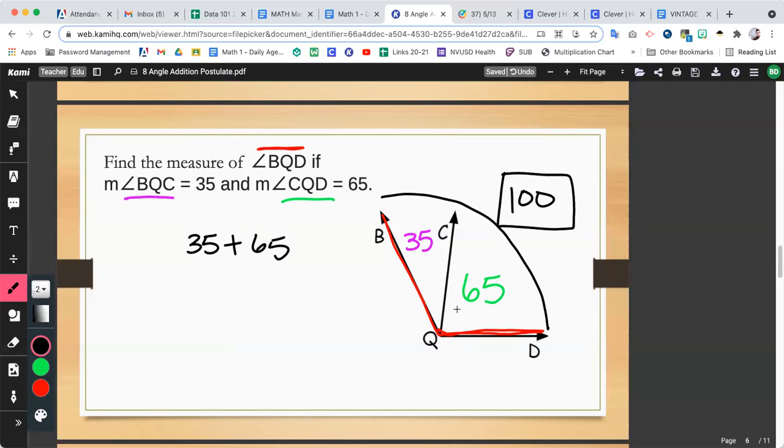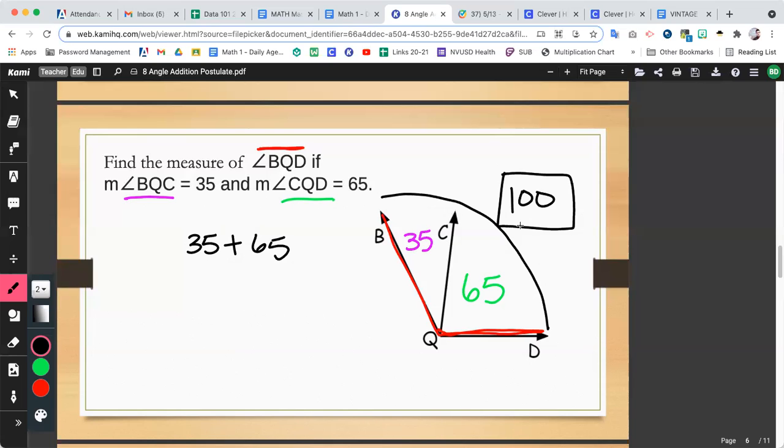Think about it like pizza. I always like to think of pizza anyway. So if I took these 2 pieces of pizza, I'd be eating 100 degrees of pizza. I want the whole 360 probably, but just 100 degrees is fine. So you add together the little wedges and it makes a bigger piece of pizza. Any questions about that one?